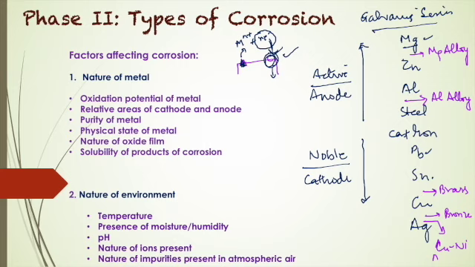Okay, next is presence of moisture or humidity. This is mostly happening because moisture is present, that leads to the development of the electrochemical cell, and that will lead to the increased rate of corrosion. Next, pH, effect of pH.